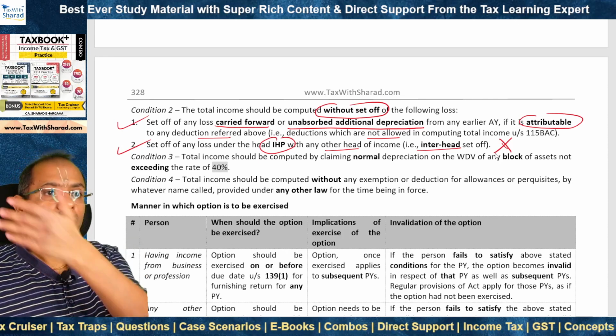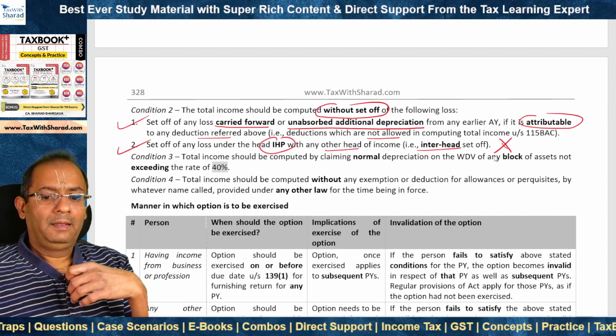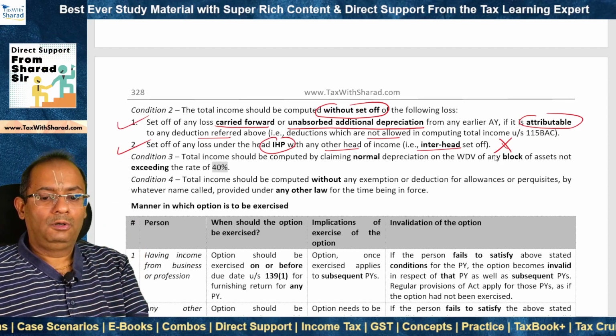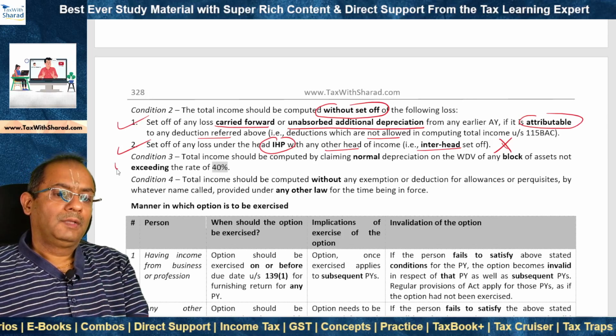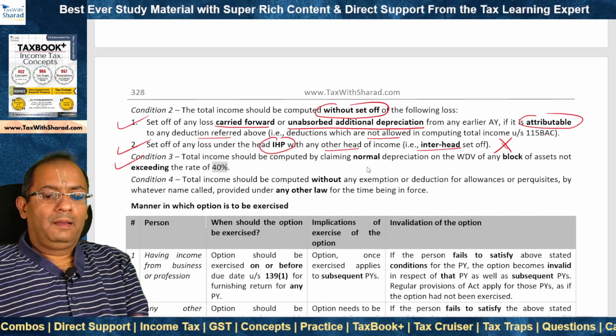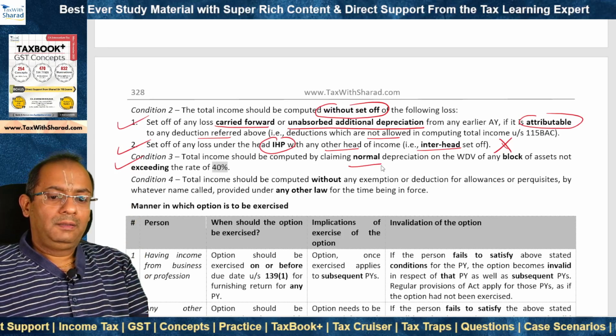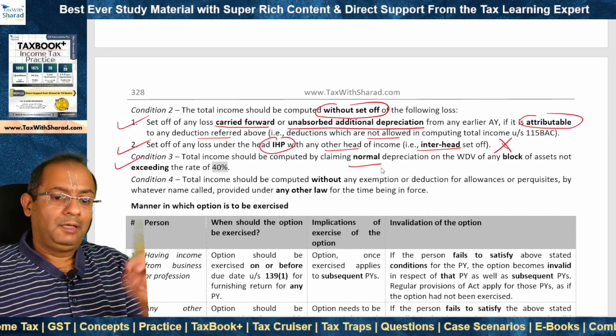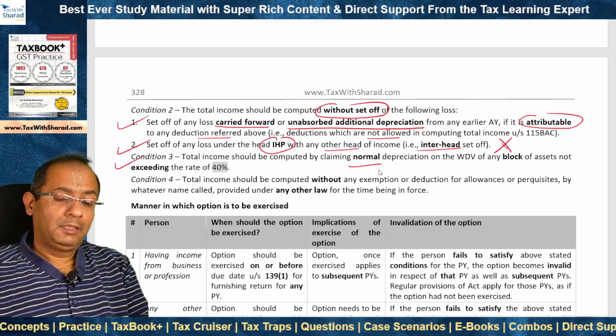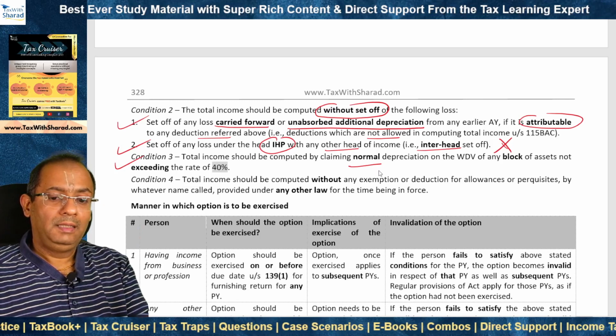Similarly, carry forward of unabsorbed loss under section 71B is also not barred; that is also allowed. Now we look at condition 3. Normal depreciation is allowed, additional depreciation is not allowed. Normal depreciation is allowed in computing 115BAC income as we noted above.